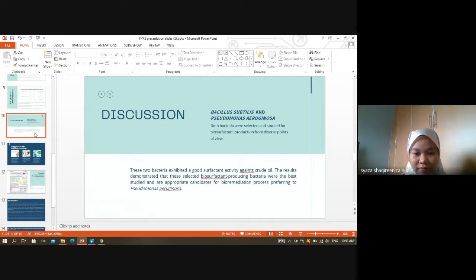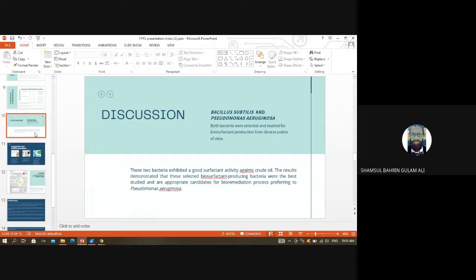So my question will be quite simple. In the first place, what made you choose those two bacteria? What made you choose Bacillus subtilis, not another type of gram-positive, and why did you choose Pseudomonas aeruginosa, not another type of gram-negative? Is there any special reason for this?